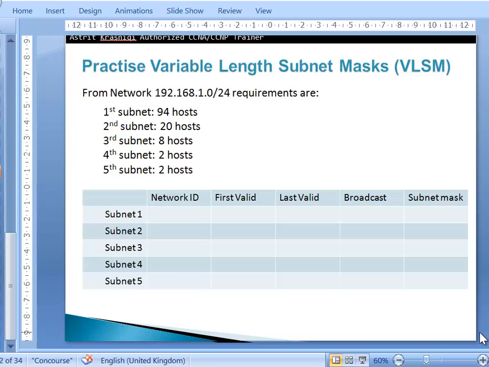Right, now I have for you to practice variable length subnet mask. These are the requirements. You have a network 192.168.1.0/24, and the requirements are for you to create the first subnet to have 94 hosts, the second subnet to have 20 hosts, the third subnet to have 8 hosts, the fourth and fifth subnet to have 2 hosts, for you to practice. Now you can stop the video and do it on your piece of paper yourself, and we compare it. I'm going to give you a few seconds to stop the video and do it. Try it, and we'll do it together.